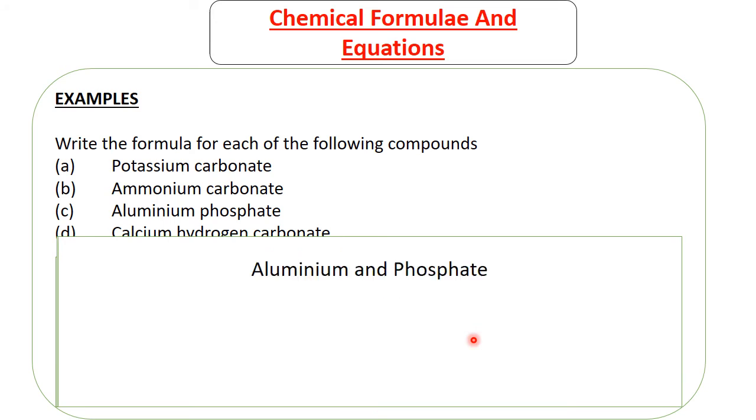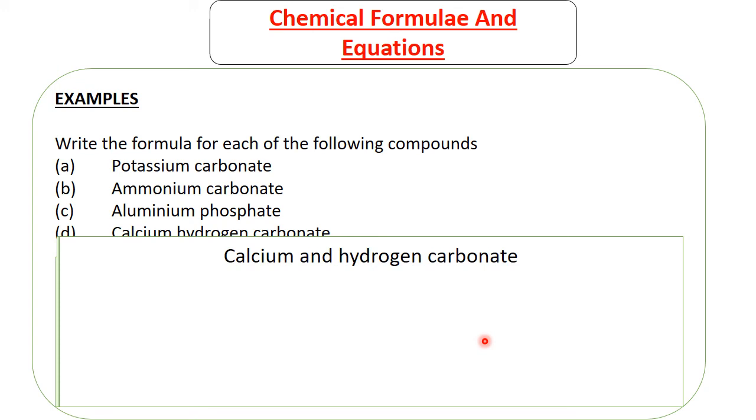Aluminium and phosphate, for aluminium phosphate. Aluminium has a valence of 3, phosphate has a valence of 3. So this 3 from aluminium will come here, and this 3 will come here. So we're going to have this. Once you have this, because 3 and 3 are the same numbers, they can cancel, just like we did in the example where we had 1s. So we're going to have AlPO4.